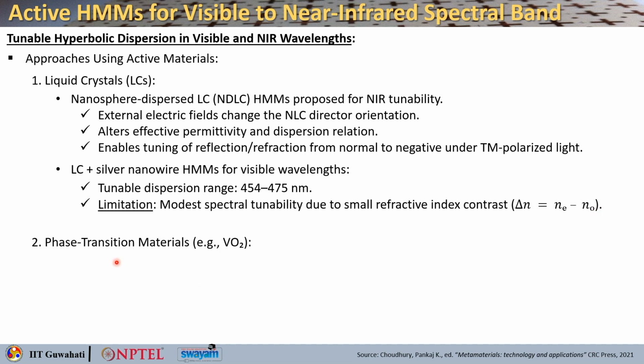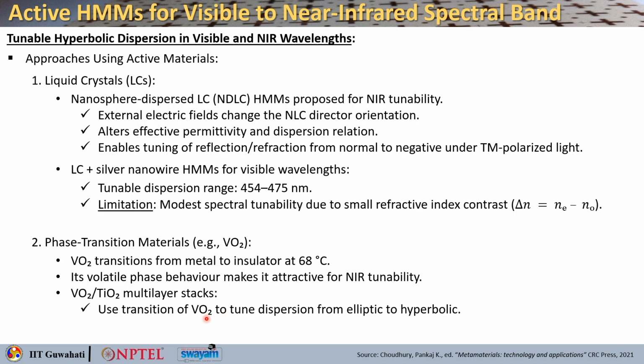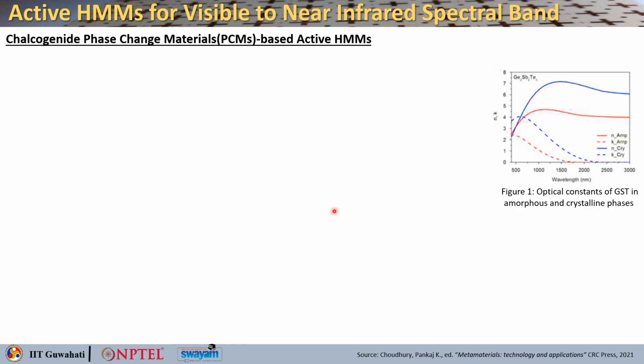The other approach of making active metamaterials is to use phase change materials such as vanadium oxide, or VO2. VO2 basically shows the transition from metal to insulator phase at 68 degrees centigrade. So its volatile phase behavior can make it attractive for NIR tunability. You can stack VO2 and TiO2 multi-layers, and by using this metal insulator phase transition in VO2, the dispersion can be tuned from elliptic to hyperbolic dispersion, right. So that is how you can obtain active tunability.